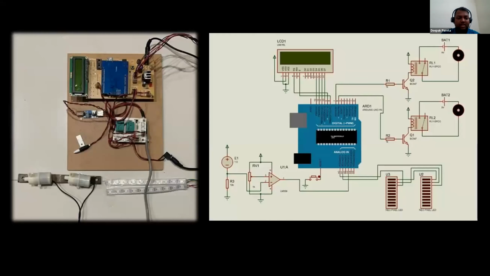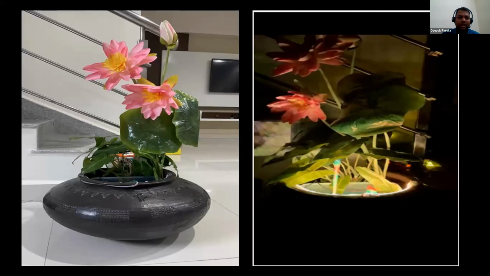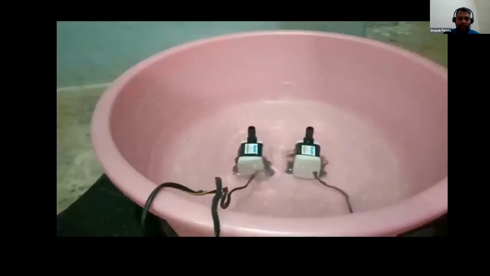So this was our basic model. On the left-hand side is the raw format of the model, and on the right-hand side you can see the basic circuit diagram of it. Then when we installed it with some beautiful flowers and pots, this is how it looked. Then we have a video of it playing.